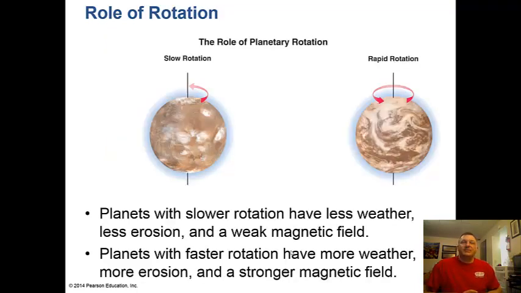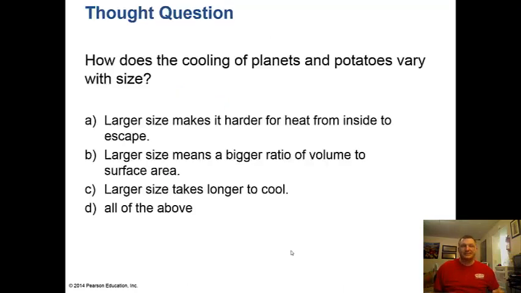Rotation of the planet does play a part. Planets with slower rotation have less weather effect, less erosion, and a weaker magnetic field. Remember, it takes motion inside the planet of a fluid metal to create a magnetic field. And the planets with a faster rotation have more weather, more erosion, and a stronger magnetic field, just like the Earth does.